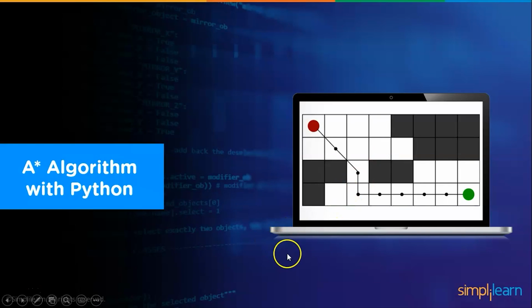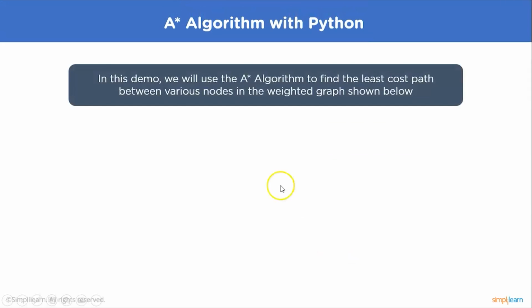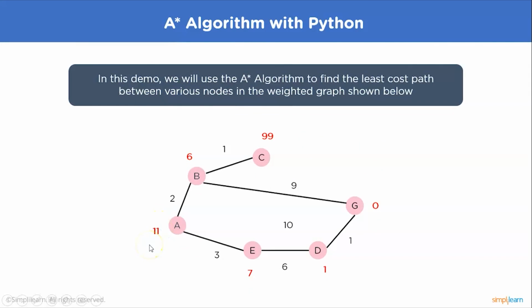Now, let's see how the A-star algorithm can be implemented with the help of Python. In this demo, we will use the A-star algorithm to find the least cost path between various nodes in the weighted graph which is shown below. So in this graph, as you can see, we have 6 different nodes A, B, C, D, E, and G. The weights of the paths between these nodes are denoted by these numbers in black, and the heuristic values of the nodes themselves are denoted by the numbers in red. Now using these values, we can find the shortest distance between any two nodes. Let's see how we can do this with the help of Python.